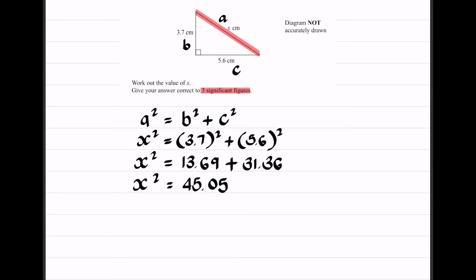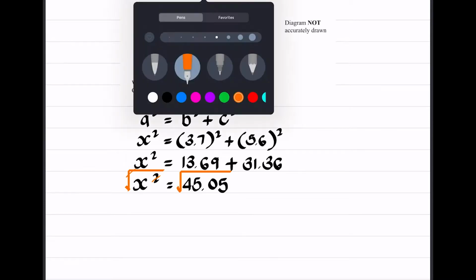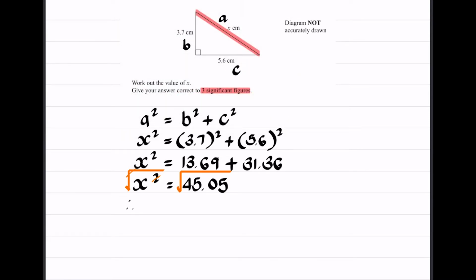So in order to get the x by itself, I need to get rid of this exponent of 2. And in order to do that, I am going to square root, because then the square root will cancel with the square. However, it's an equation, so what I do to the one side, I in fact have to do to the other side. The square root of x squared is just x, equal to the square root of 45.05 to three significant places is 6.712, and then you just put your unit, which is centimeters.